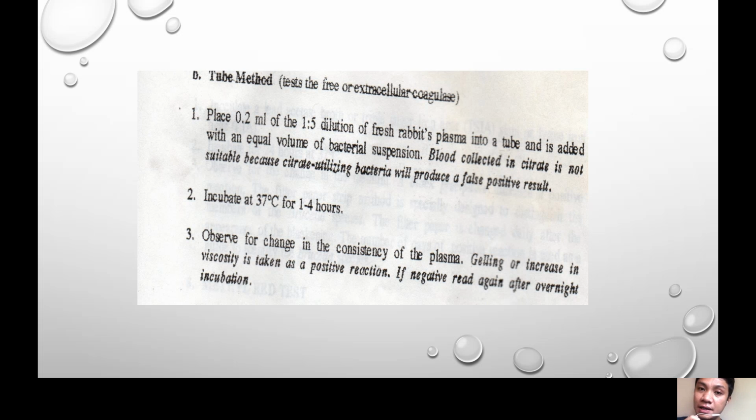Then observe here for the gelling or increased viscosity, that would be manifested already here as a positive result. If negative after 4 hours, you can still incubate that one overnight. And after that one, that's the only time you're going to report that one as negative or positive.